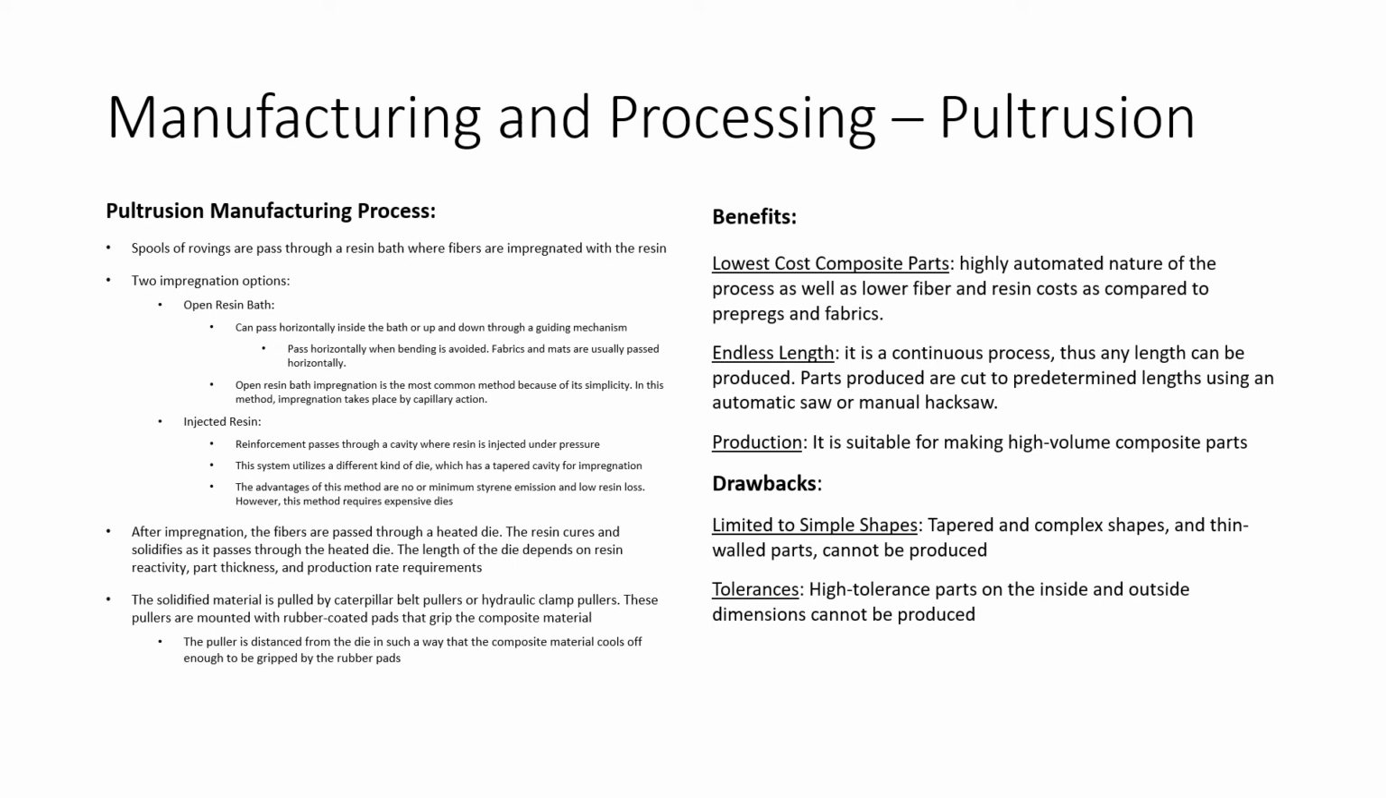The puller is distanced from the die in such a way that the composite material cools off enough to be gripped by the rubber pads. Some benefits for this method are the production of lowest cost composite parts due to its highly automated nature, as well as lower fiber and resin costs compared to prepregs and fabrics. Moreover, since it is a continuous process, this method allows for endless length of parts. However, these are cut to predetermined lengths using an automated saw or manual hacksaw.